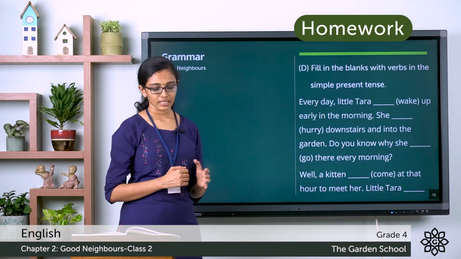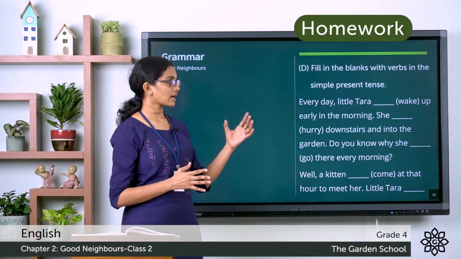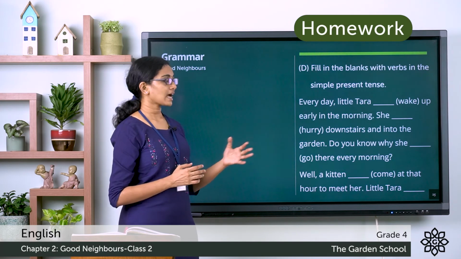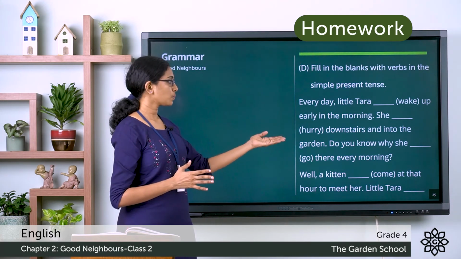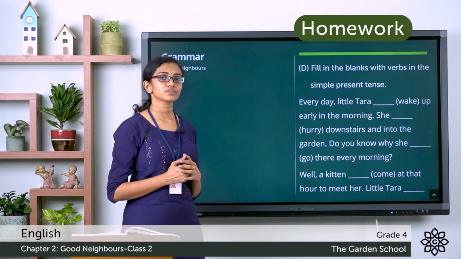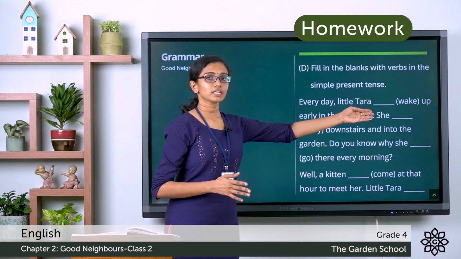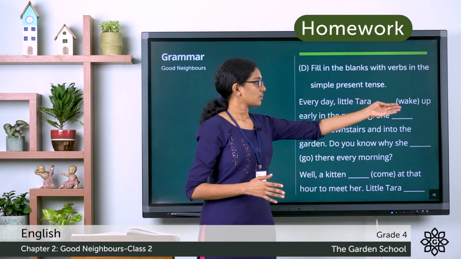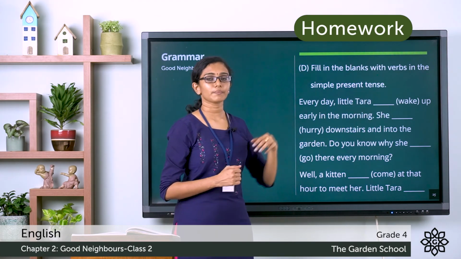Every day, little Tara dash early in the morning. Within brackets, you have the verb wake. She dashed downstairs and into the garden. There you have the verb hurry given within brackets. And the passage continues. What you have to do is that wherever you see the blank, a verb follows within brackets. Write the simple present tense form of the verb here in the blank to fill it up.